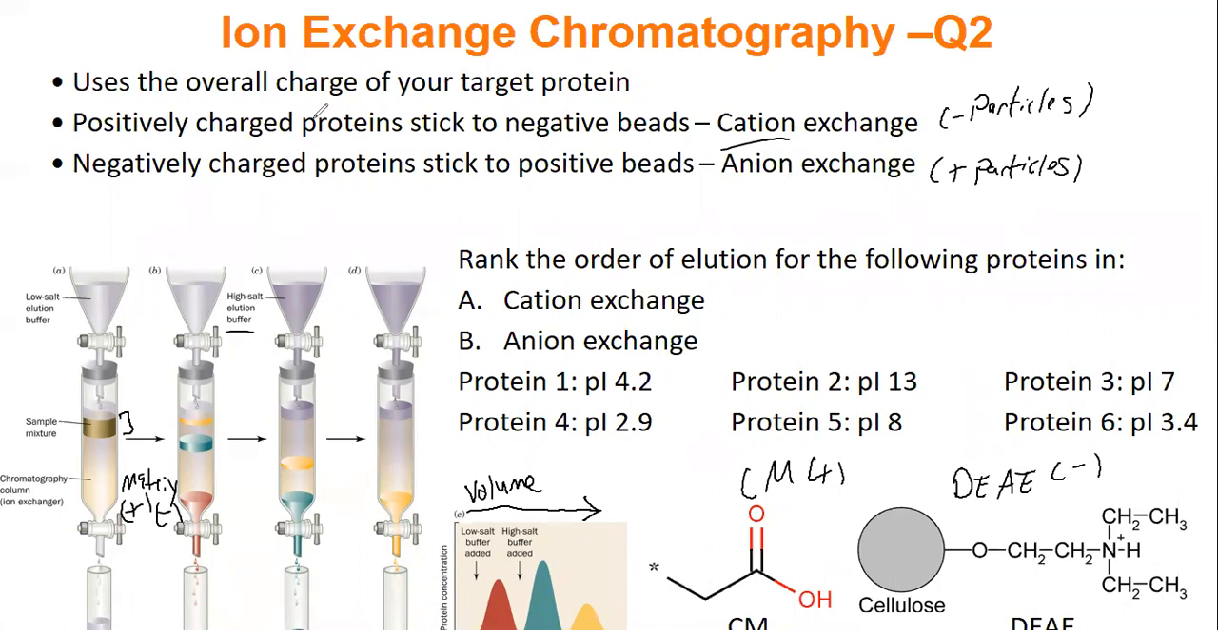So for a cation exchange, I would like you to rank the proteins shown in the order that they'll come off of the column. We're going to take a minute or so to do that. Once you have your order, please put it into the poll. If you have any questions, do not hesitate to let me know.